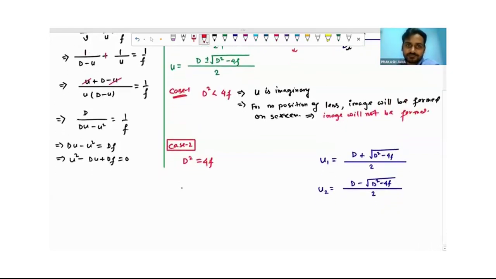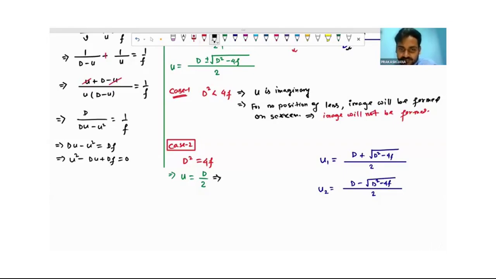See, focus on the value of this u. It will become, then this will imply u is equal to, as these are equal, then this term d square minus 4f will become 0. So we will have only d by 2. So d by 2 is the position of the lens for which we will get the image. Correct. So let us conclude here something.